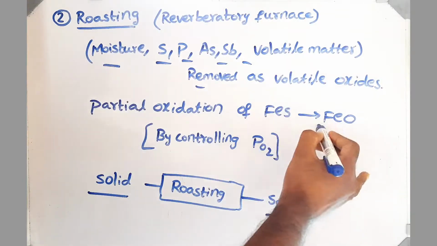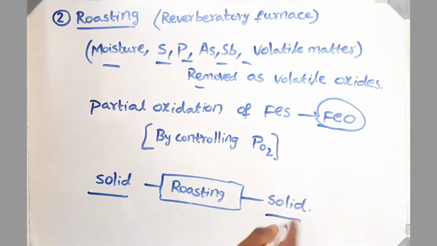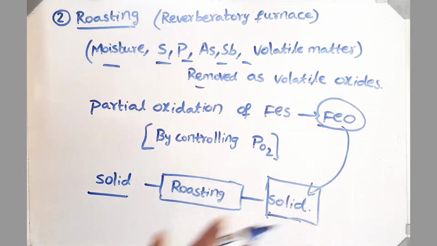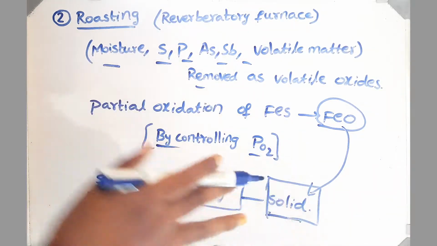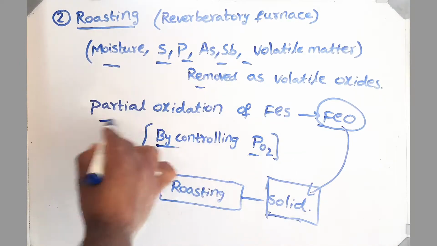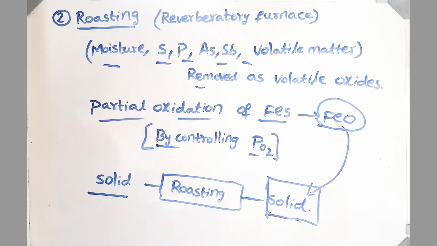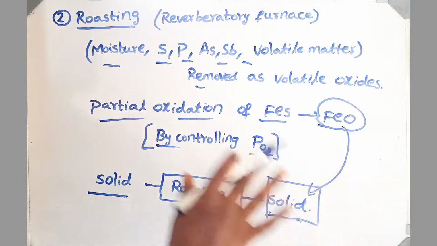But what about some oxides which are not volatile? They are already in this solid. We have our concentrate along with some non-volatile oxides in this as well. In this step, friends, by controlling the partial pressure of oxygen, we partially oxidize iron sulfide to iron oxide. We do not want complete oxidation of iron sulfide.